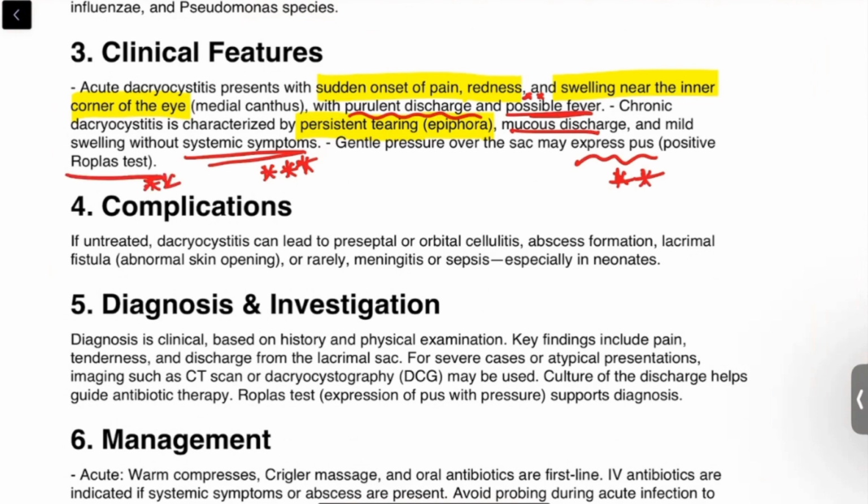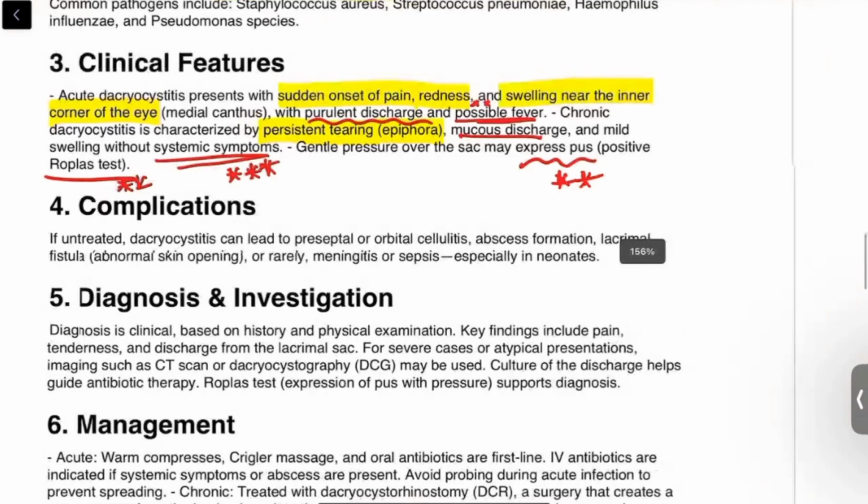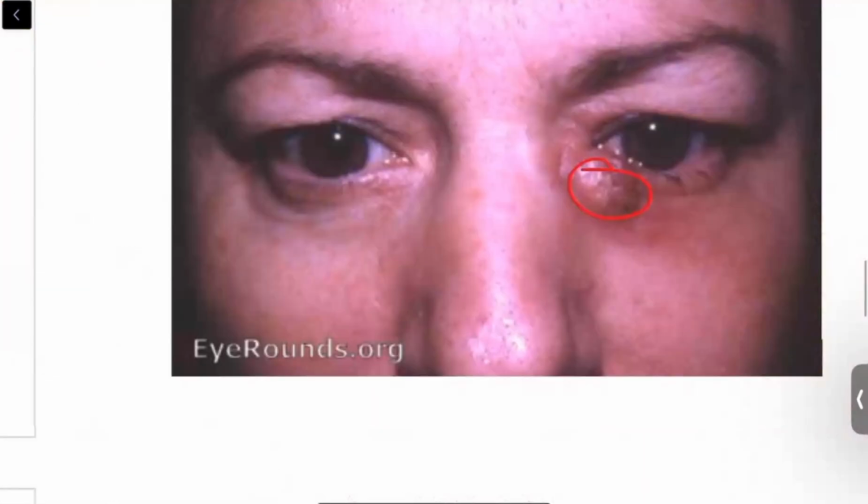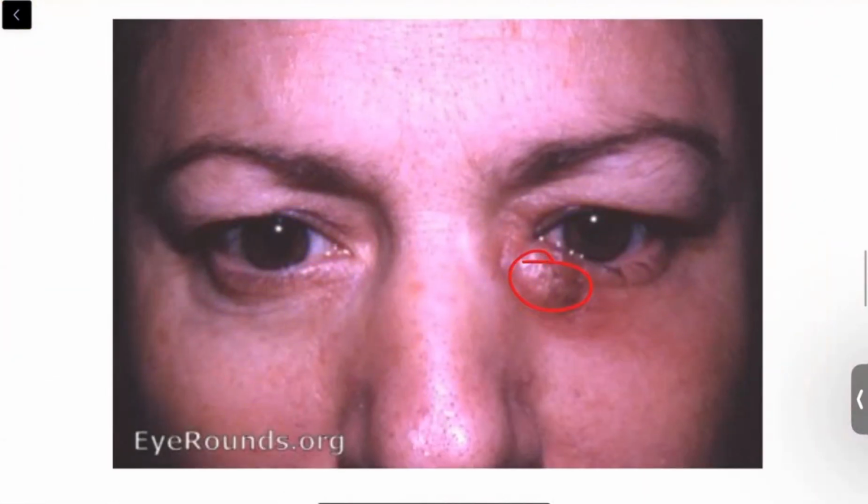So how will we examine the patient? If the patient comes with these clinical features, saying he has continuous epiphora and is able to see pus discharge from a swelling on the inner canthus of the eye, and if we gently put pressure over that swelling there is discharge of pus from it, that is called a positive Regurgitation test, which is an indication of chronic dacryocystitis.